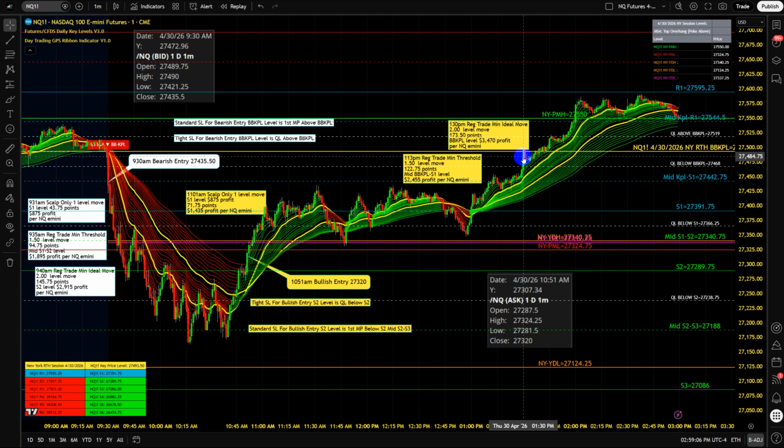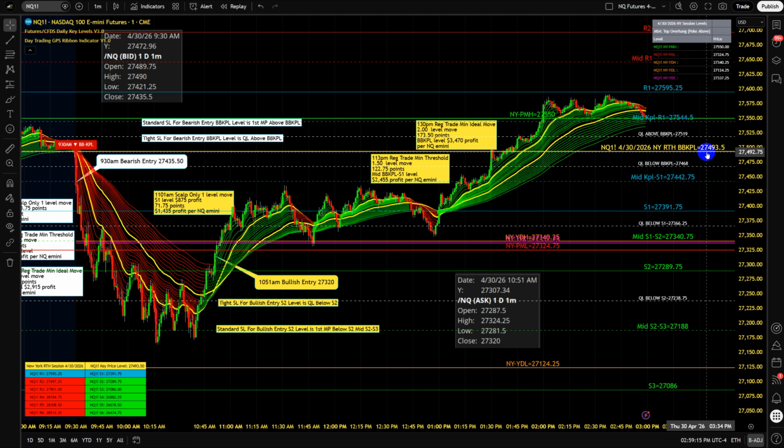Here at 1:30 p.m., we have the hit of the BBKPL level, 27,493.50. 1:30 p.m., that's the 2-level minimum ideal move. Now it's 173.50 points at $20 a point on the NQ E-mini, that's $3,470 profit per NQ E-mini or per 10 NQ micros.